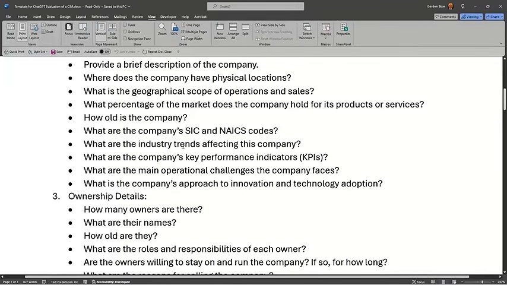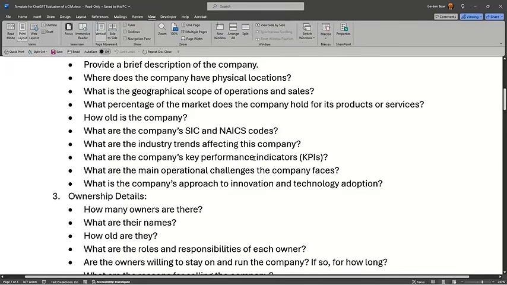So when you ask this question, if it can't find it in the CIM, it'll go out onto the internet and find what the trends are in the industry. So now you're going to have a better chance of knowing, is this business part of a growing industry or isn't it? Does this company have a future because the industry itself is growing? You're going to know that when you finish this process.